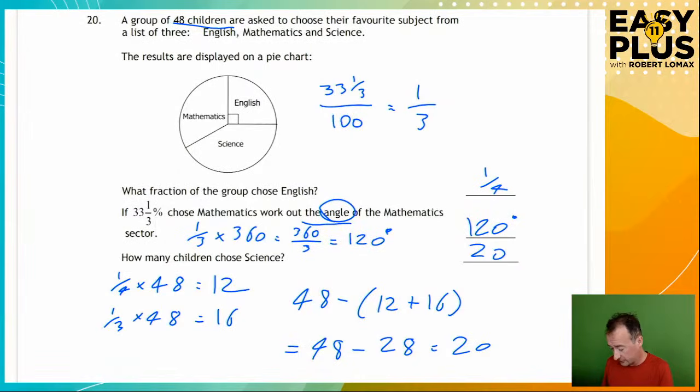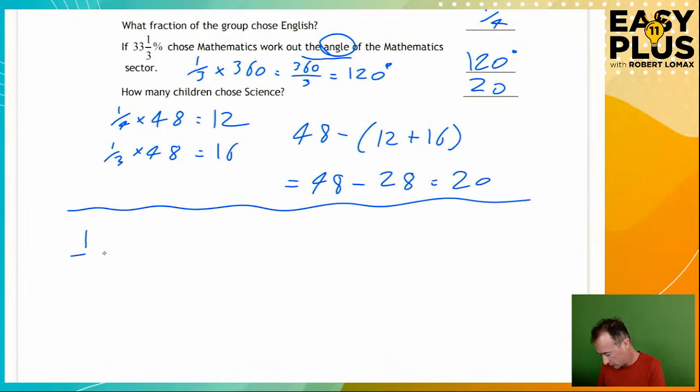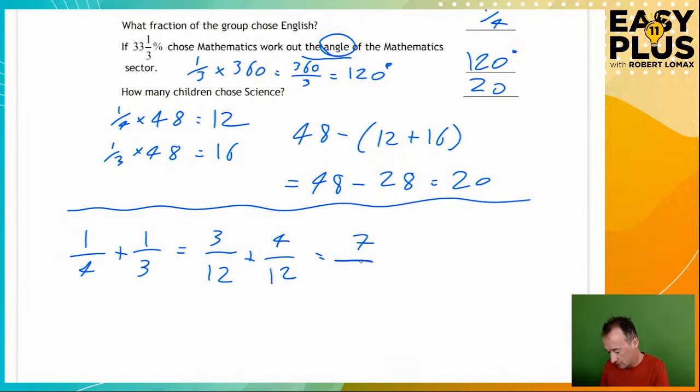So we know that a quarter chose English and 1/3 chose maths. So what's that all together? Let's do another one here. So a quarter plus 1/3. I'm sure you're all brilliant at adding fractions. What is the lowest common multiple of 4 and 3? Well, 4 times 3 is 12, and 3 times 4 is 12. Just timesing them together gets us there this time. So a quarter is what out of 12? A quarter is 3 out of 12, and a third is 4 out of 12. So add these together and we get 7/12.